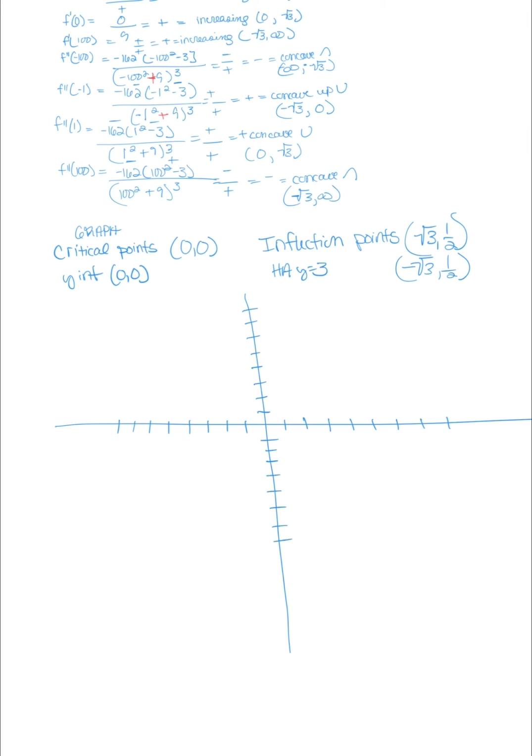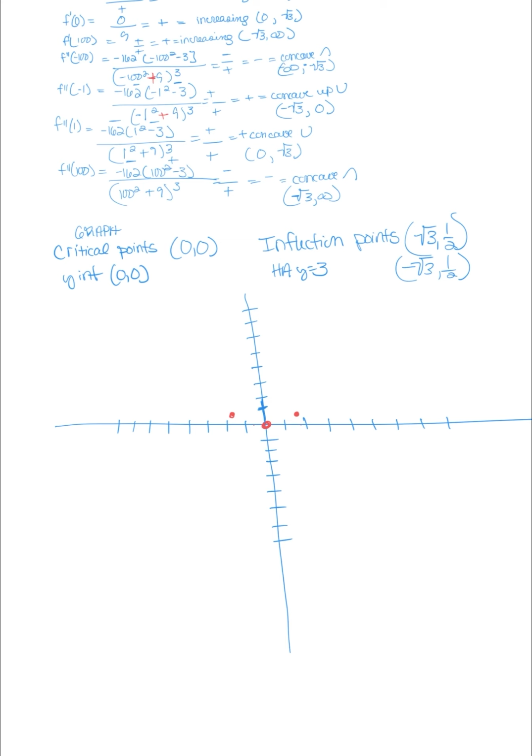Okay, so we have a critical point at (0, 0). We have an inflection at square root of 3, that's 1.7, 1/2, which looks more like a 1. So I'm going to move my graph up a little bit because, as my teacher says, I'm the one with the pencil. And then negative square root of 3, which is negative 1.7, 1/2.